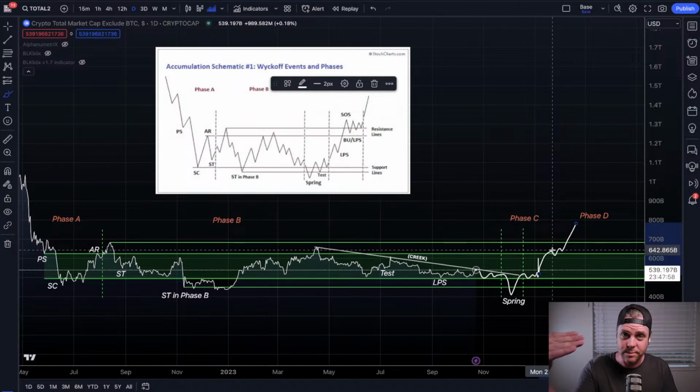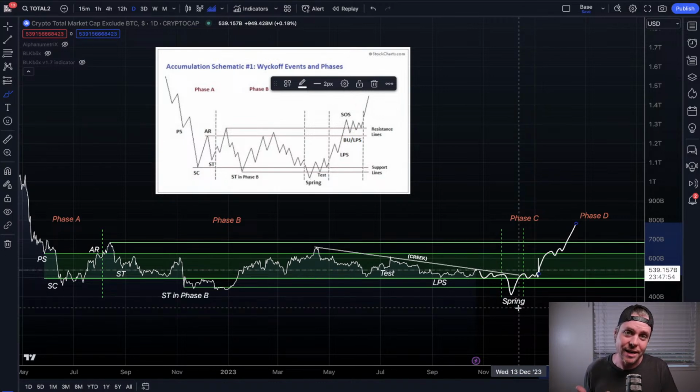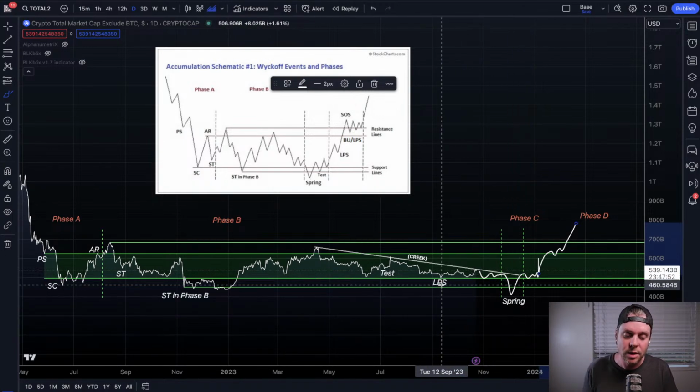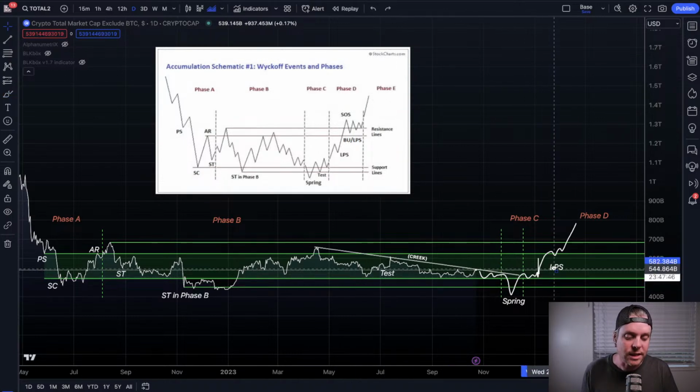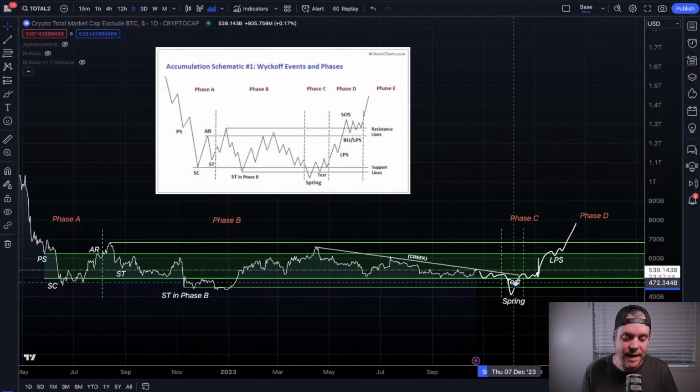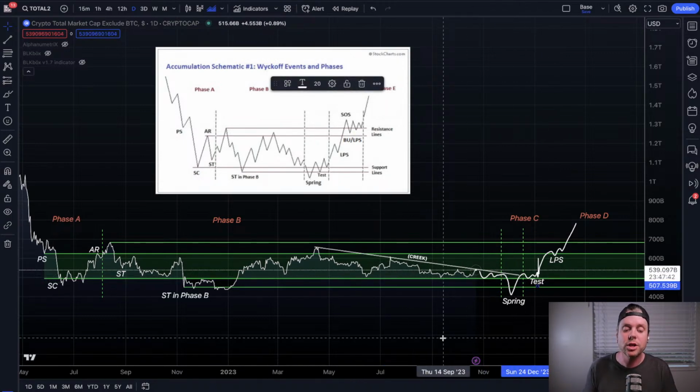The sign of strength is breaking out of the range to the upside, and the spring is breaking out of the range to the downside. So we could be looking at it like this. That's not what I wanted to do. Let's move this over here. Last point of support, and the test would be getting back inside of the range. So it's possible that we haven't seen the spring yet, okay?